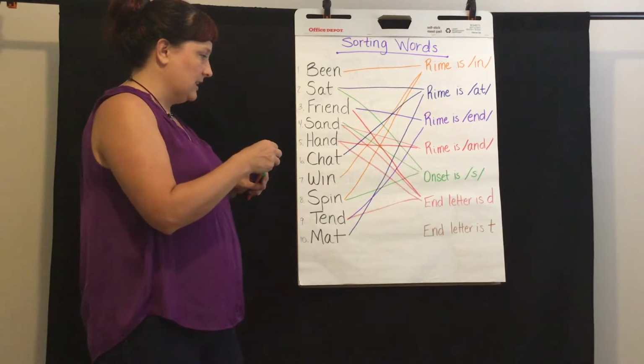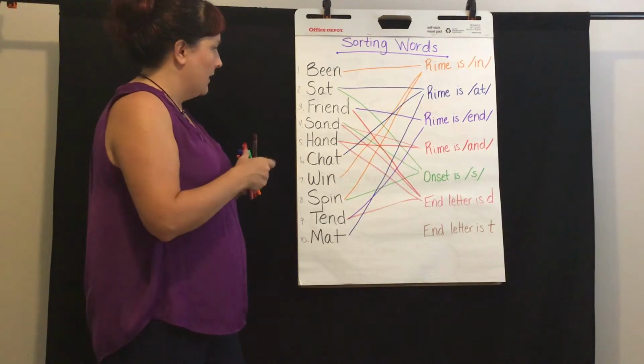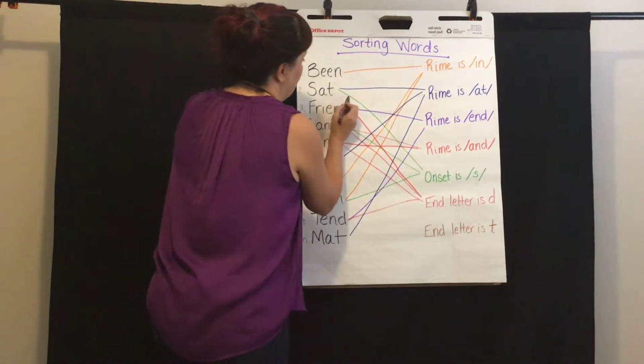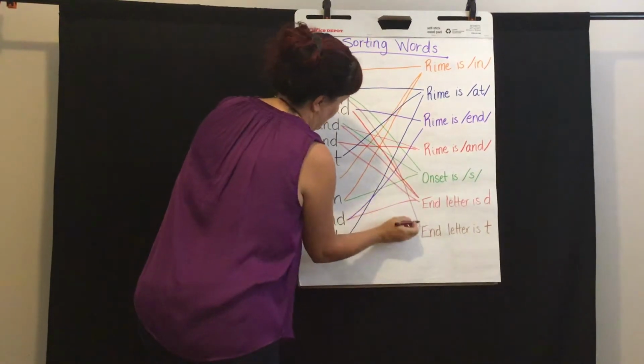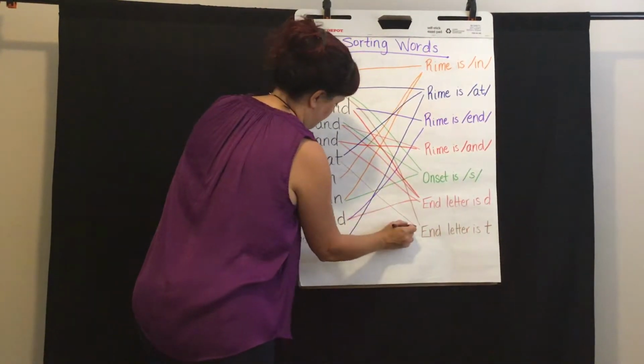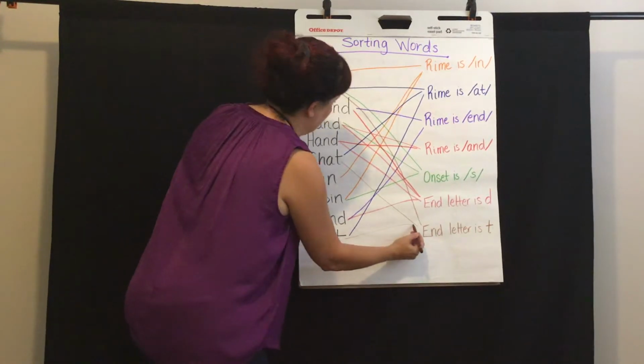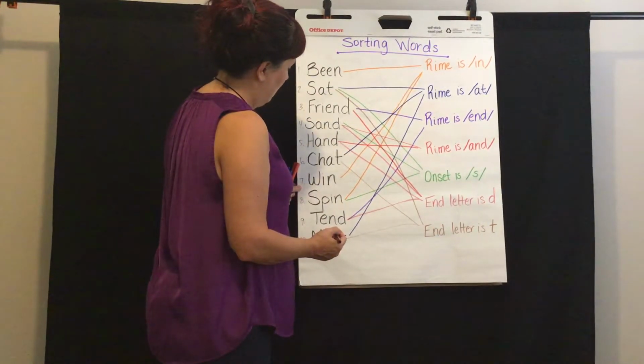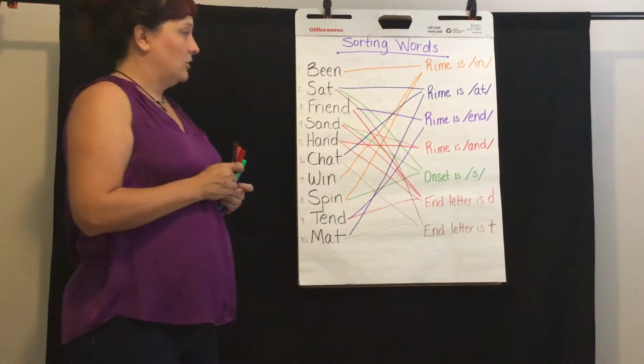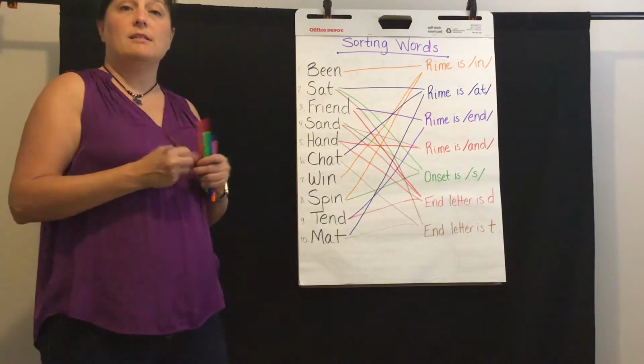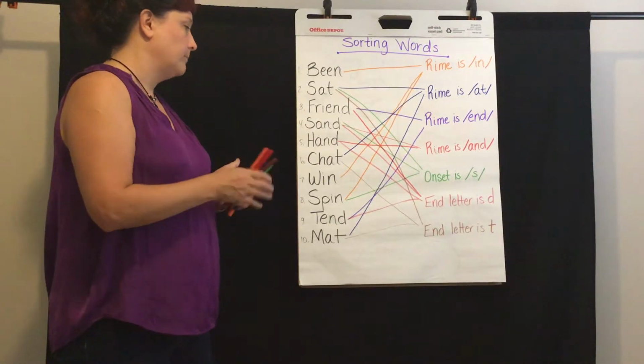And the last question I'm going to ask is, the end letter is the letter T. The letter T. And we're doing brown. And they say sat, and chat, and mat. And I think that's it. And so we did a sorting together. This was a whole group sorting.